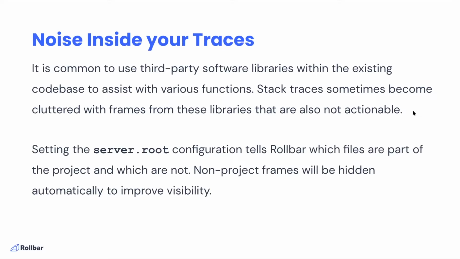And then when we talk about noise inside your traces, where third-party libraries are cluttering those stack traces, the server.root configuration, which is also used as a part of your source control integration setup, helps designate the home folder of your code. Any frames in the trace that originate from outside that root folder will automatically be collapsed and hidden when you go to view that item. So if you have maybe two to three frames of your own source code cluttered by 50 frames of third-party code, by setting the server root value, it will automatically hide those irrelevant frames. Your eyes will be drawn to just the relevant ones that were a part of your domain. And I have an example to show of this as well, so we'll take a look at that.